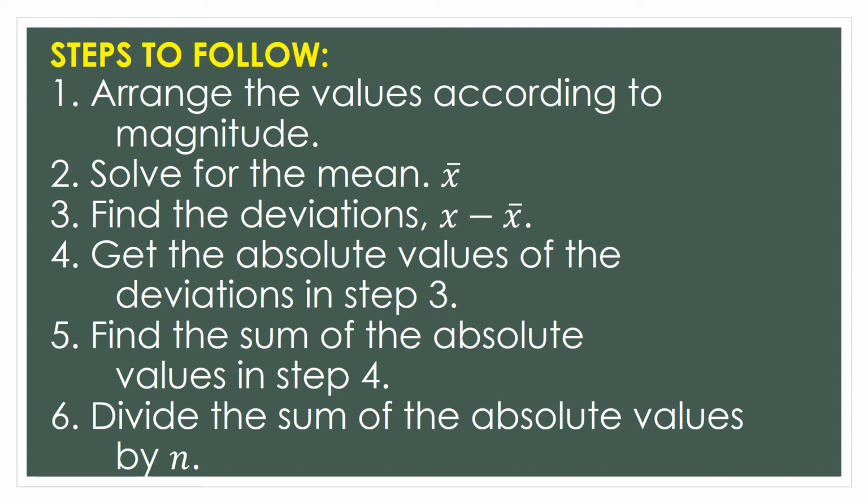So we have here steps to follow. First is to arrange the values according to magnitude. Then solve for the mean, which is denoted by x bar. After that, we are going to find the deviations. Then its absolute value. And then we are going to find the sum of the absolute values in step 4 and divide the sum of the absolute values by n. So we are going to apply the formula.